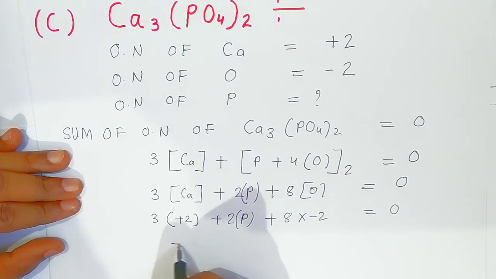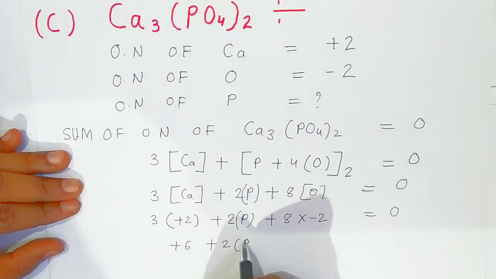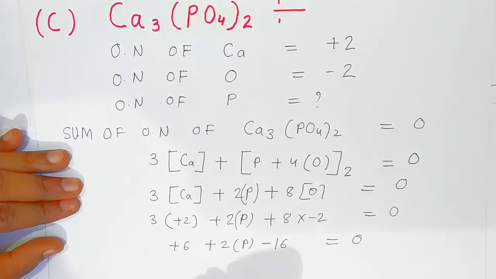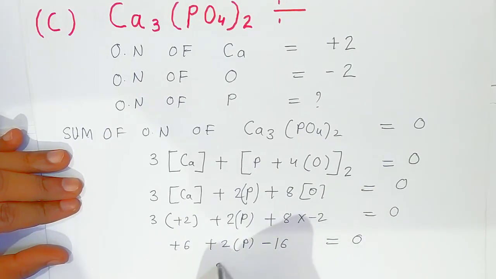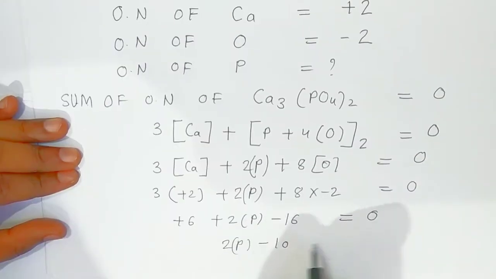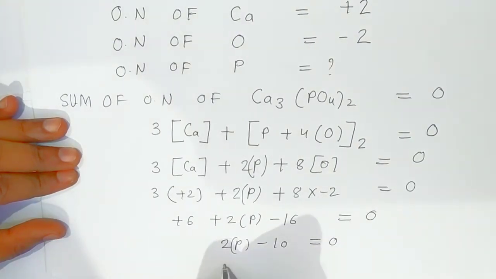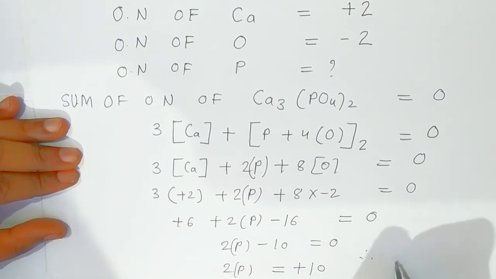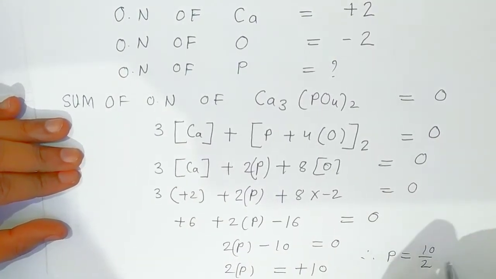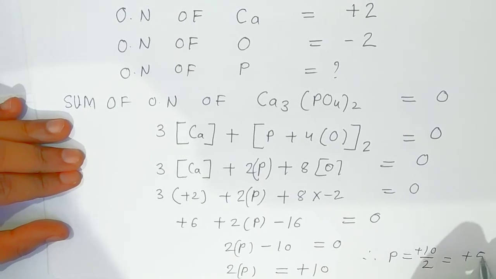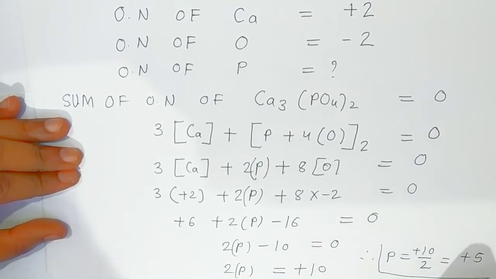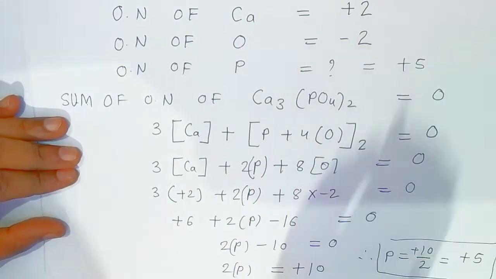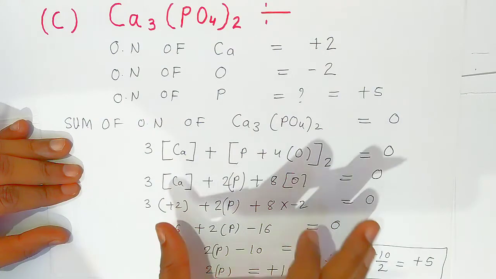Now 3 times 2 is +6. 2 times phosphorus, and 8 times -2 is -16, which is equal to 0. Now what is it, students, +6 and -16, it becomes -10, which is equal to 0. So, students, what happens? 2 times phosphorus is equal to +10. Now what will be phosphorus? 10 divided by 2, that is +5. So this is the oxidation number of phosphorus. We got the answer. So the oxidation number of phosphorus is +5. Understand, students? This is very important, students. In examination they are asking 2 marks questions.